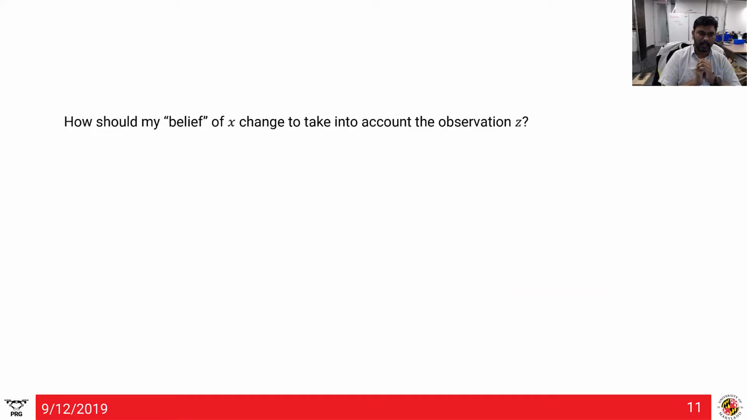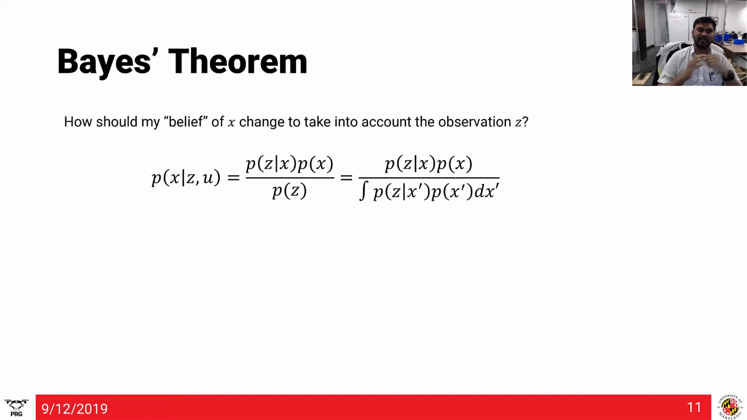Cool. Now, the question is, how should my belief of x change in order to take into account the current observation z? So, for example, if I think that I am at 0, 0, 0, but my observation says that I'm at 1, 0, 0, how should these two be blended together, right? It's not as simple as just taking my observation, putting it on my x, and being done with it. That is not as simple because you're not modeling the uncertainties here, right? The answer is very simple.